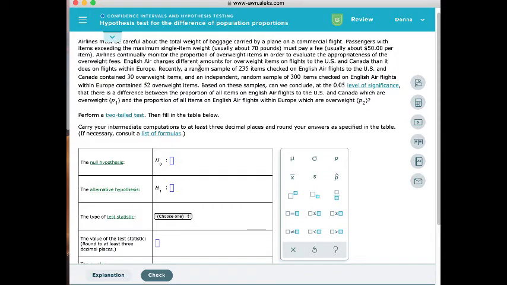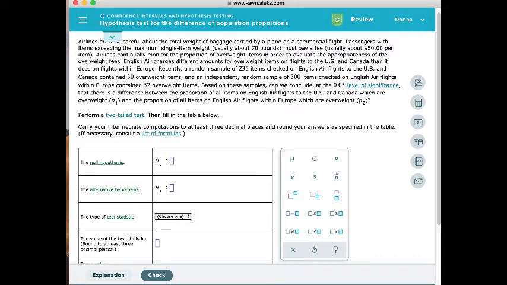English Air charges different amounts for overweight items on flights to the US and Canada than it does within Europe. Recently, a random sample of 235 items checked on English Air flights to the US and Canada contained 30 overweight items, and an independent random sample of 300 items checked on English Air flights within Europe contained 52 overweight items.